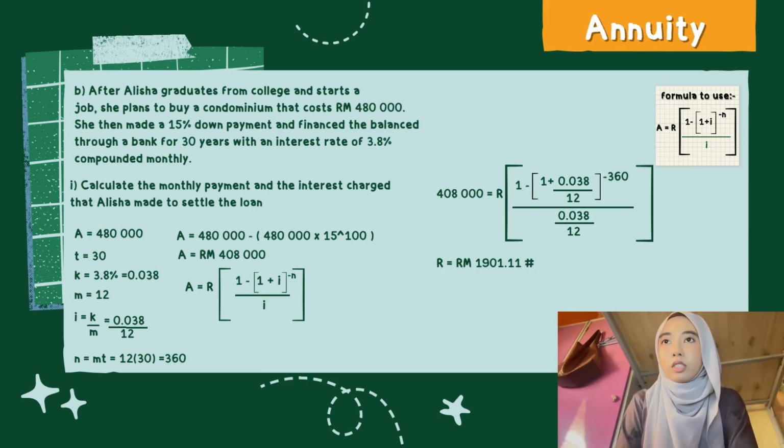So we need to find the amount of A first, which is the loan, and A will be equal to 480,000 minus 480,000 multiplied by 0.15, and the amount of A will be RM 408,000. Then we will substitute into the formula: 408,000 equals R times the bracket of 1 minus (1 plus 0.038 divided by 12) to the power of negative 316, divided by 0.038 divided by 12, and then the amount of R will be RM 1901.